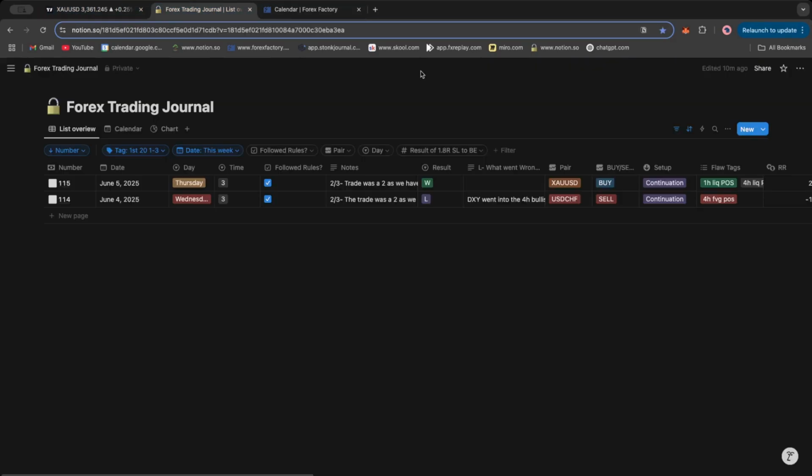So I've taken two trades this week, as you can see on my Notion. I took a USD CHF sell and a gold buy. So I'll jump into the charts and I'll break both of these down right now.